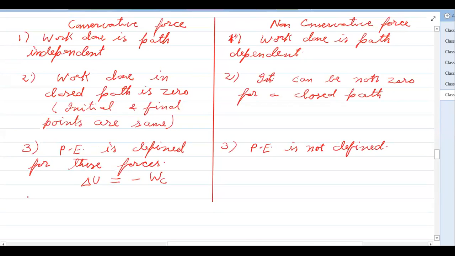Okay. Next, we can write examples. Examples of conservative forces are gravitational force, spring force, and electrostatic force.